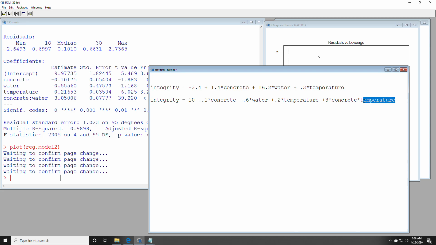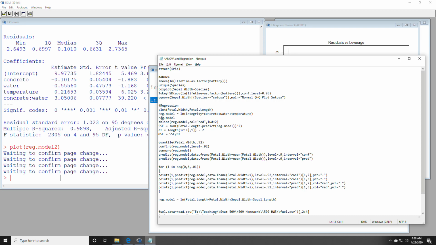Oh, sorry, this was water. Okay, I didn't notice that when I was saying it. The interaction is between concrete and water, right? Concrete and water, not concrete and temperature. So concrete times water. Okay, so plug in the values, and whatever number you get, make sure you include the interaction, is the estimated integrity score of the foundation.